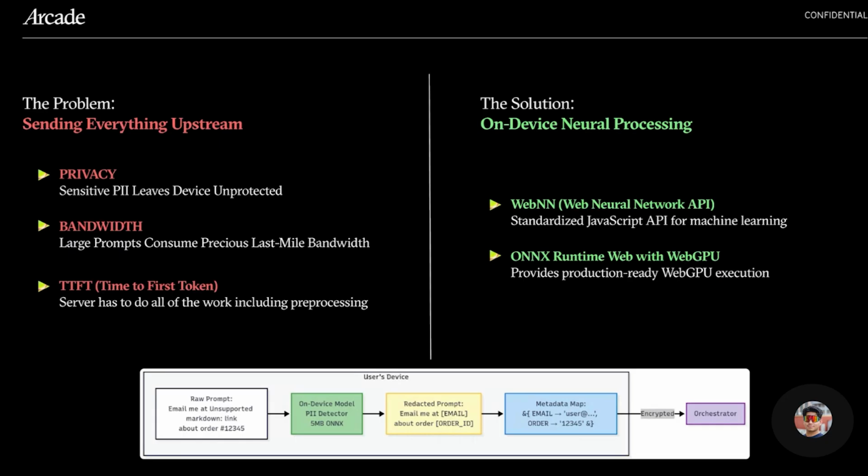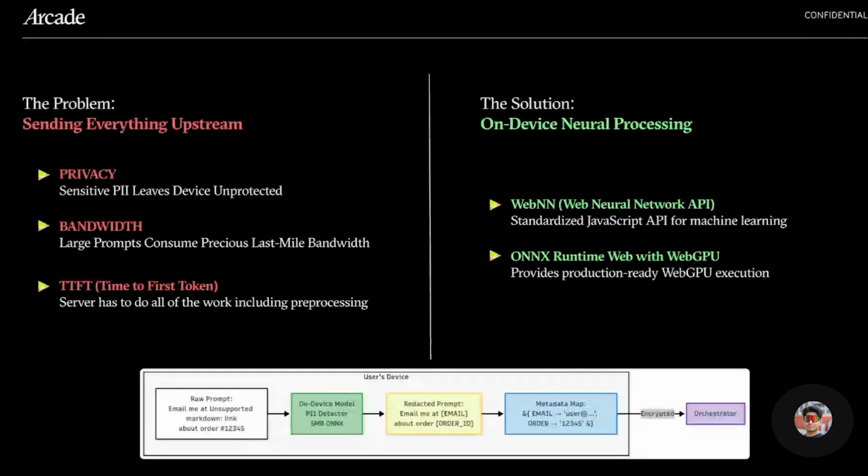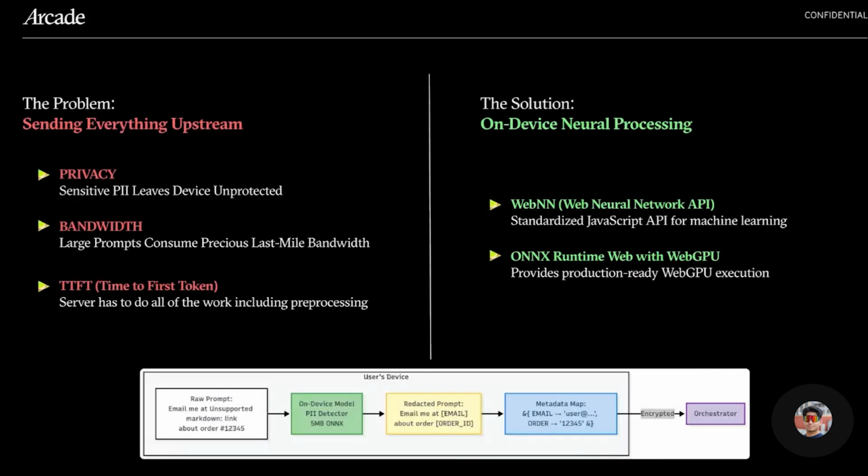The solution to this is our first protocol choice: we can run small, efficient models in the browser using these two emerging standards. WebNN, which is the Web Neural Network API. It provides a standardized JavaScript API for machine learning that targets device-specific machine learning accelerators, and it's going to help developers to access hardware capabilities like NPUs and GPUs. And then the second is ONNX Runtime Web with WebGPU.